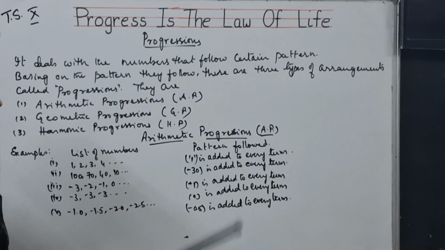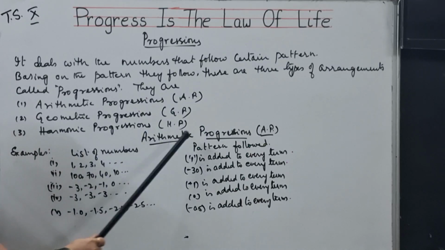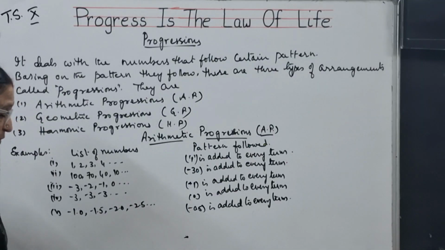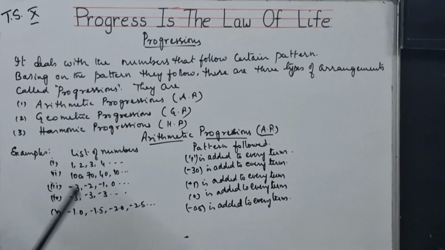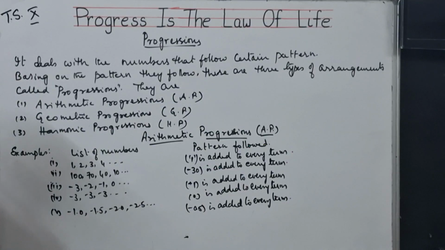What do these arithmetic progressions mean, and what are the values? See here, I have started this explanation with examples, because if you know these examples, then only you can understand the definition of arithmetic progression, and we continue with the problems. So here, in the example I have taken two columns. One is the list of numbers, certain numbers I have taken, and what is the pattern that they have followed, I have written here.